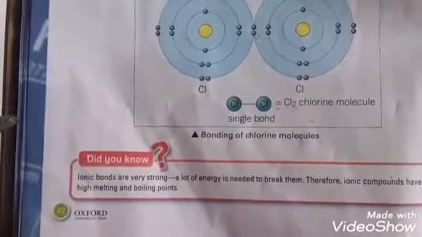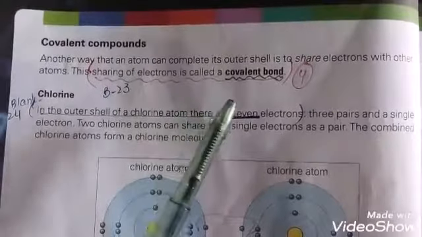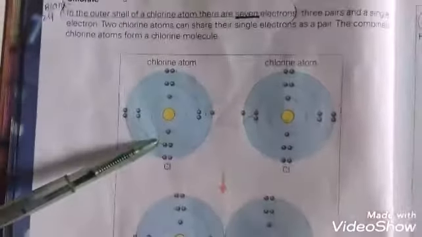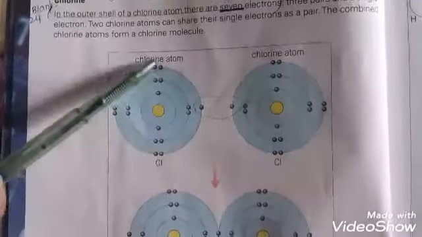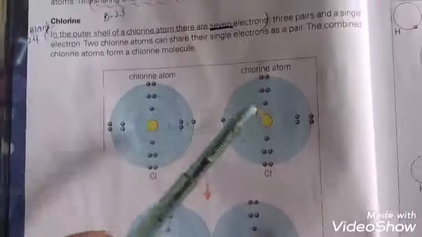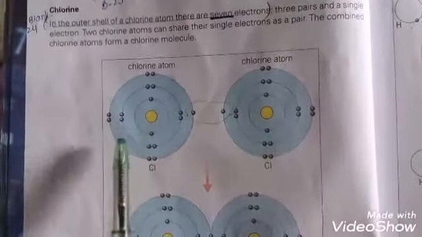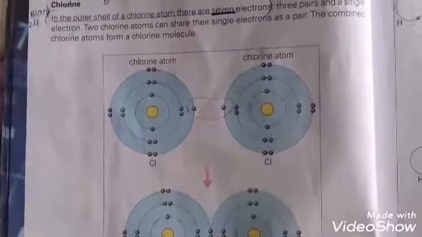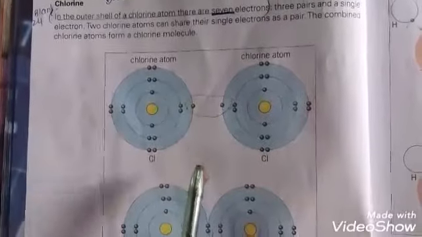Dear students, page number 42. Topic is covalent bonds. Sharing of electrons is known as a covalent bond. When two atoms share their electrons with each other, they form a new bond, that is a covalent bond. For example, chlorine. In this figure you can see that the outer shell of a chlorine atom has 7 electrons, 1 2 3 4 5 6 7, and the same for the other. These two chlorine atoms have 7 electrons in the outer shell, then they will share their electrons to fill up their outer shells. The combined chlorine atoms form a new molecule.